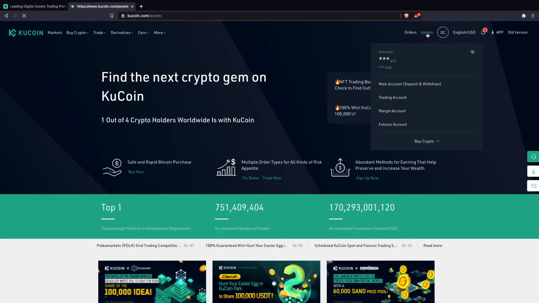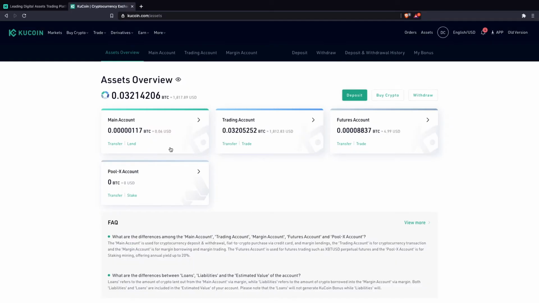You're going to go to your assets. All right, so same kind of setup. We have our main account. So if we were to send money here, it will land in our main account. And then from our main account, we want to transfer to our trading account. So here it's called trading account, on the other it's called spot account, right? So we want to transfer into our trading account so we can go ahead and use it.